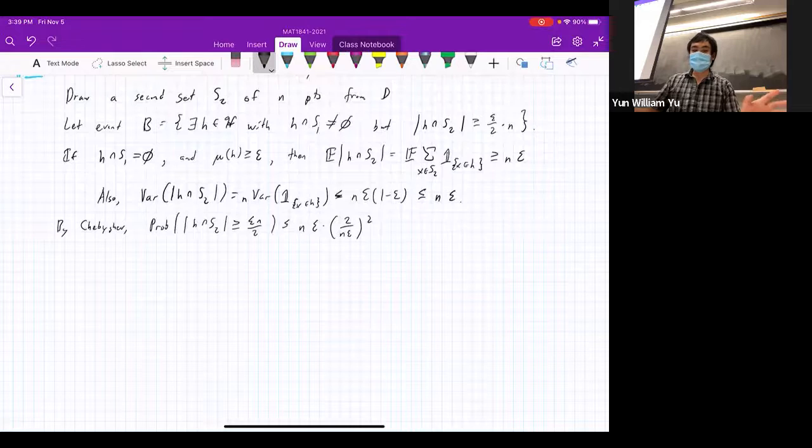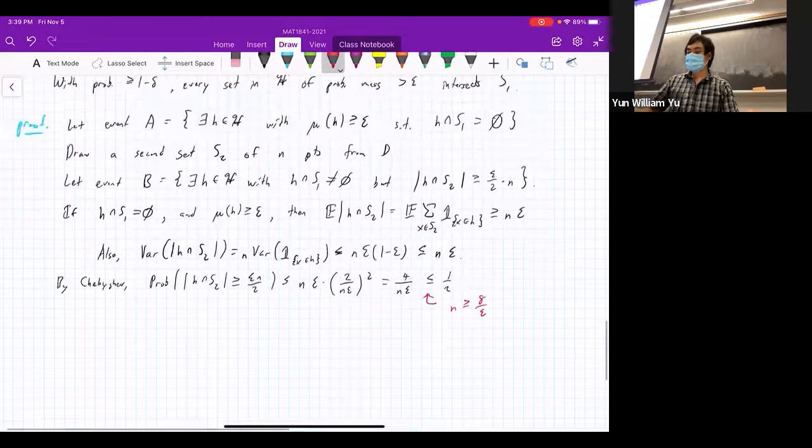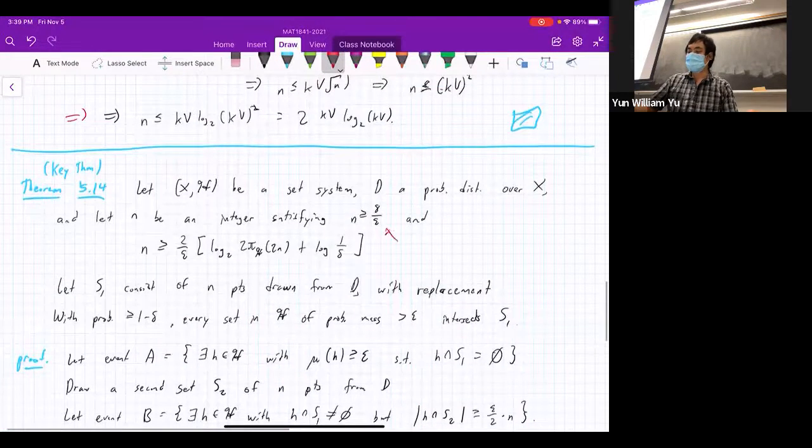Okay, but anyway, now we can apply Chebyshev, and so this is then equal to 4 over n epsilon, which is less than or equal to 1/2, because one of our original conditions was that n is greater than or equal to 8 over epsilon. Right, since that was one of our original conditions up here, and that's the reason we made that assumption.